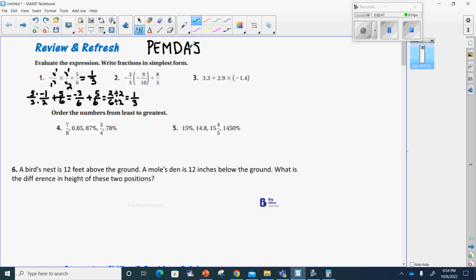Once again, following PEMDAS, if I try to do parentheses, there's nothing in the parentheses to do. No exponents, I go to multiplication next, right here. I'm going to take these and multiply them to each other. Let's see, I'll take 2.9, multiply it to 1.4. And remember, a positive times a negative will give me a negative answer. So I'll put a negative over here.